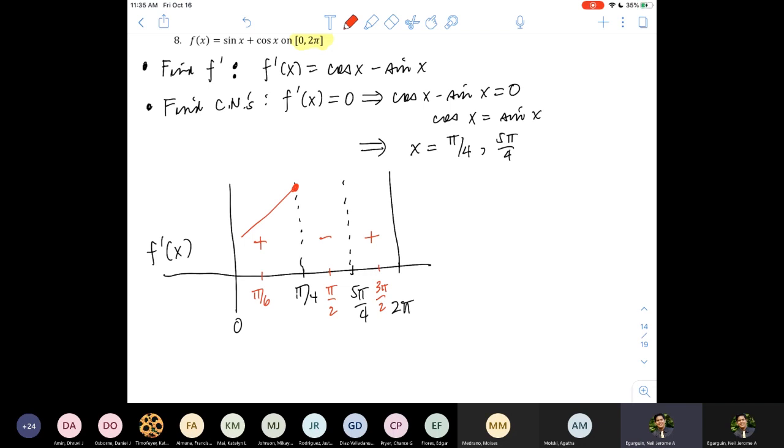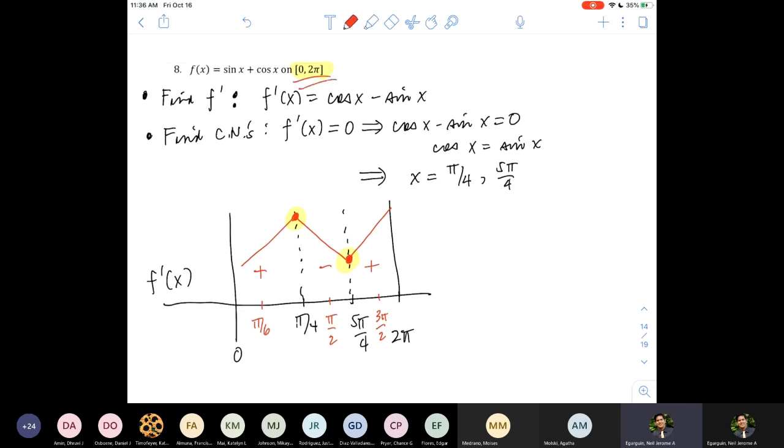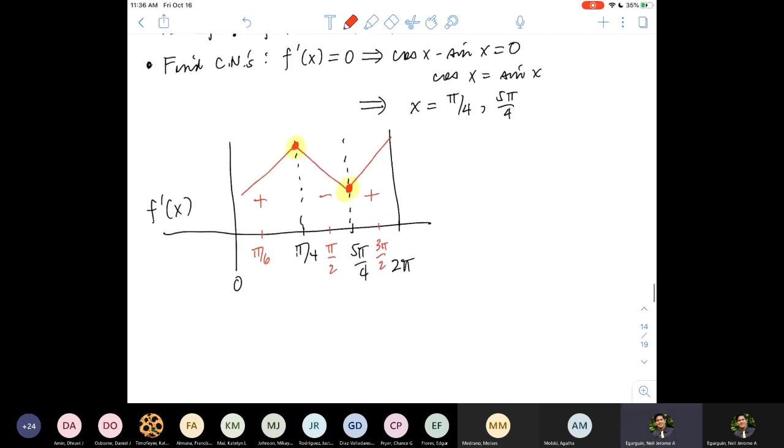Then from pi over 4 to 5 pi over 4, the function is decreasing. And from 5 pi over 4 to 2 pi, the function is increasing. So that means here we have a local max. Here we have a local minimum, right? So we have a local max and a local minimum, but we are working with a closed interval. So when we have a closed interval, we will use what we call the extreme value theorem.